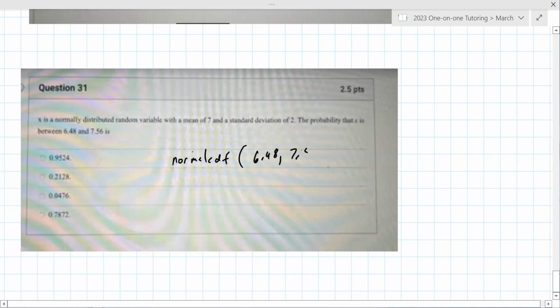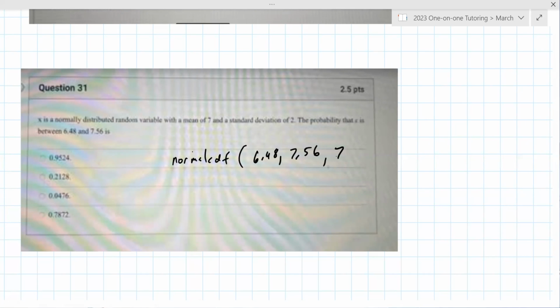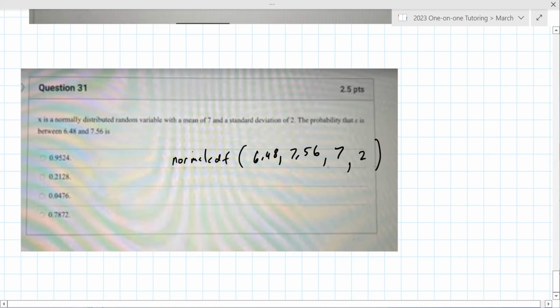6.48, 7.56. Sorry about that. No problem. So normal CDF, lower, upper, mean. This time they are giving you standard deviation. There's no sample size. There's no standard error. Go ahead and try that. Should be one of these values. Okay. I got 0.21282. So B. Probably B.